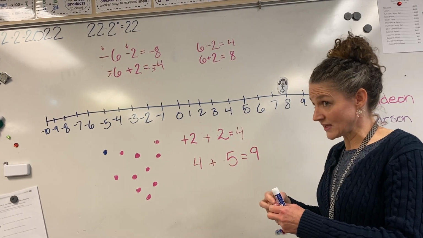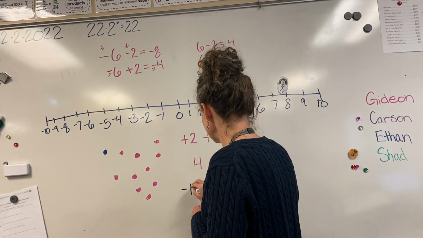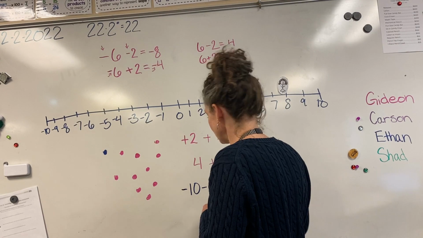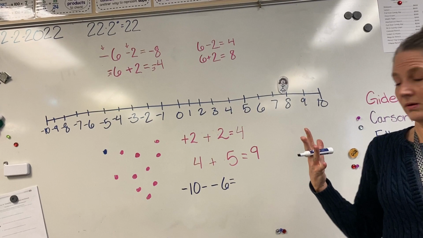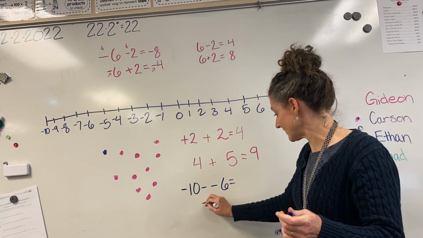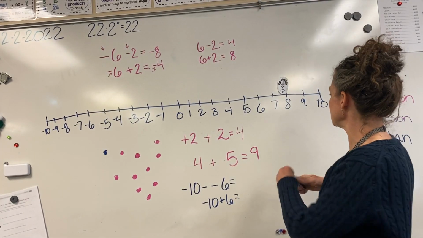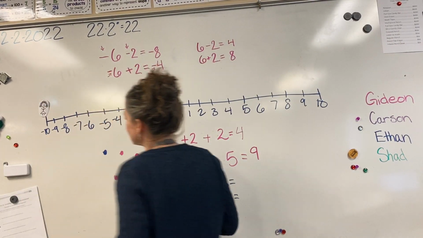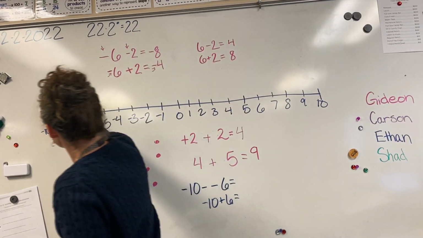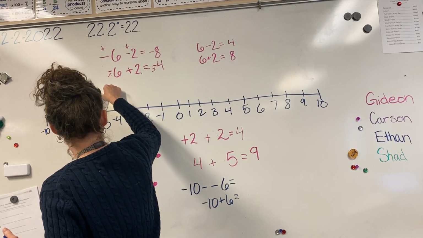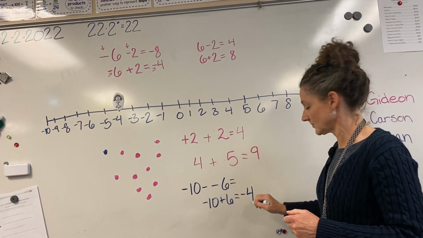Now, what if I start with a negative? This is the one where people's brains start melting. What if I had negative 10 minus a negative 6? Wouldn't that be adding? It would be adding 6, so I'd have negative 10 plus 6. Well, what's negative 10 plus 6? We've got teeny Mrs. Barlow down here on negative 10. Which direction is she going to go? 1, 2, 3, 4, 5, 6. And she's going to end up at negative 4.